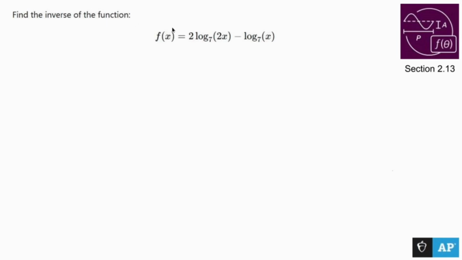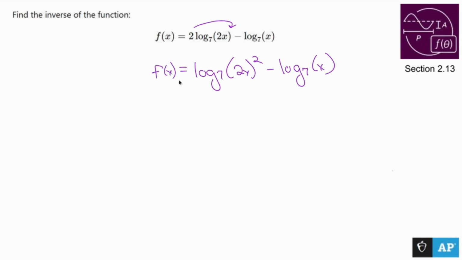Find the inverse of the function f of x equals 2 log base 7 of 2x minus log base 7 of x. All right, well, before I even attempt the inverse, let's try to combine this into a single logarithm first. The first thing that we're going to want to do is move that 2 up there. That's going to give us log base 7 of (2x) squared minus log base 7 of x. And that's our f of x.